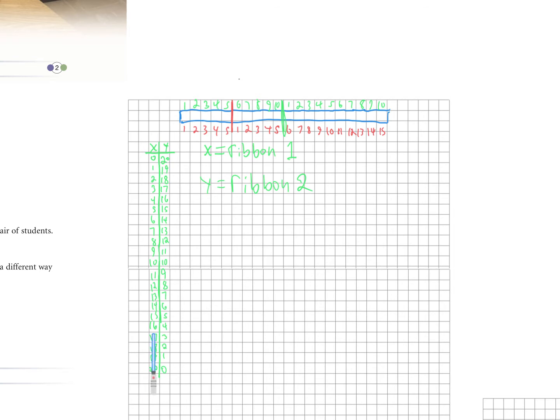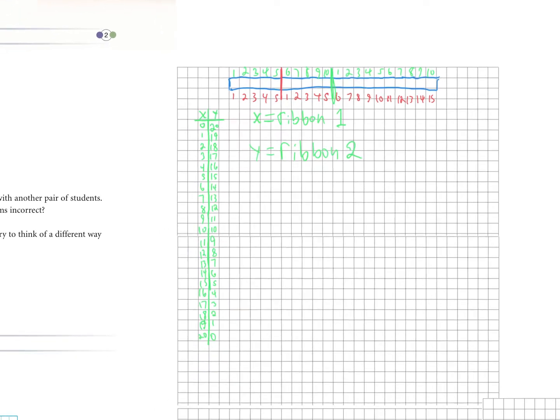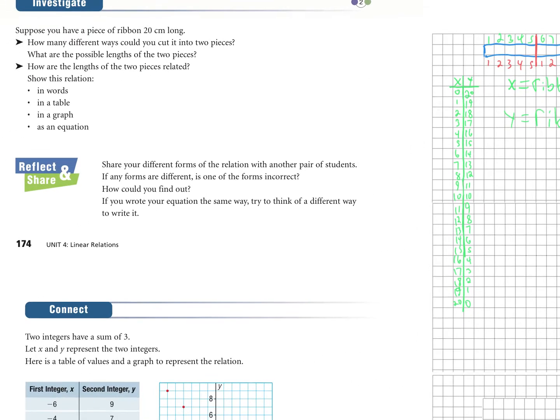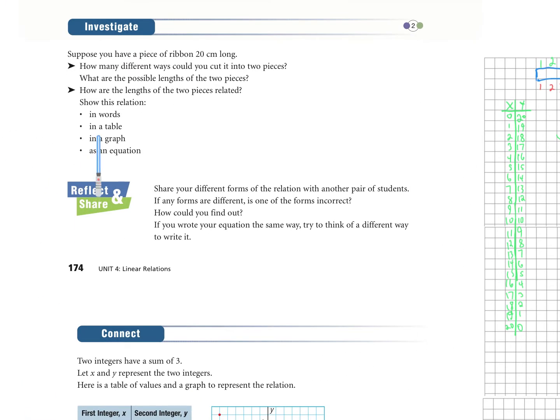Every time x is 17, y has to be 3. So they're both sort of dependent upon each other in this situation. So here we have our ribbon and our table of values, and we need to think about this not just in a table of values, but also in a graph and as an equation. We'll come back to in words in a moment.